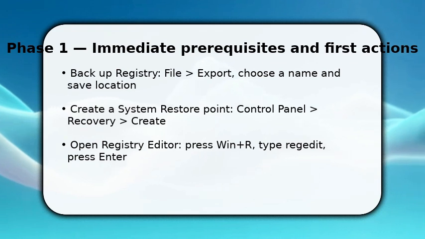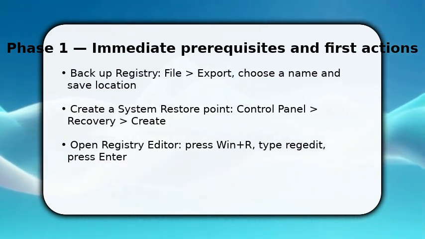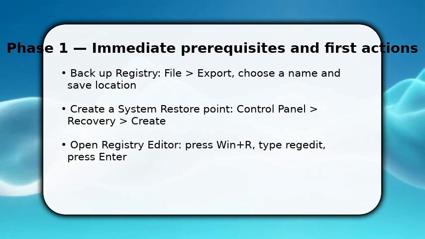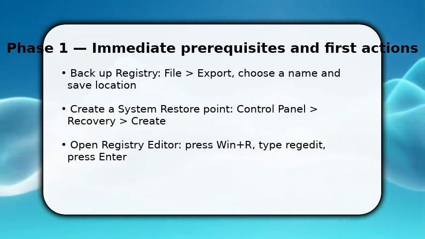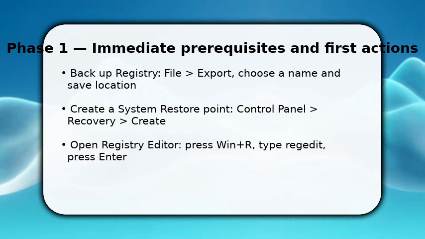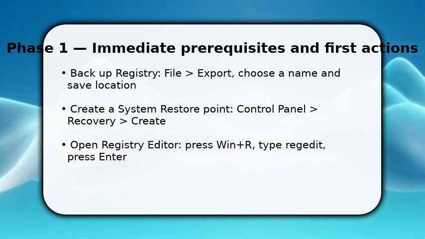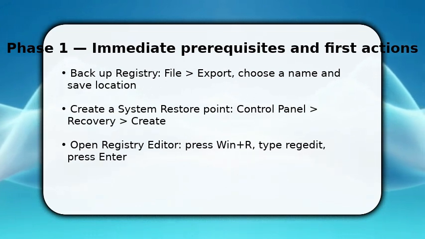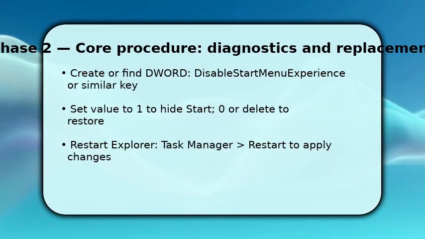Navigate immediately to HKEY_LOCAL_MACHINE\SOFTWARE\Microsoft\Windows\CurrentVersion\Explorer\Advanced. Why here? Because Explorer stores shell customization keys in Advanced. Altering the right key controls the Start button visibility. Now locate or create the value described in the next step. You will change the specific Explorer key to hide the Start button.